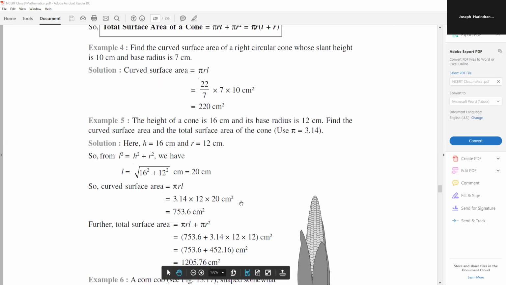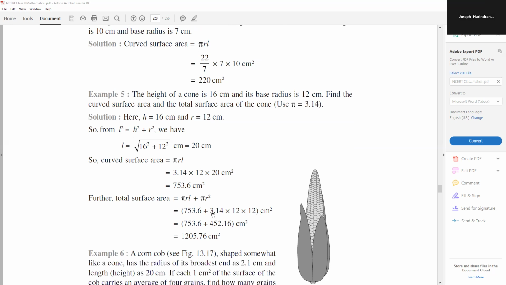Since height and radius are given, see here in this question, only the height and the radius is given, but we do not know the slant height. So we can find the slant height. L is equal to square root of h squared plus r squared. We use that relation between L, h and r. So L in terms of h and r, we can get it here as 20 centimeters. Then we apply this in the formula pi RL, the curved surface area, using 3.14 for the value of pi. So here we get the value of the CSA, the curved surface area.